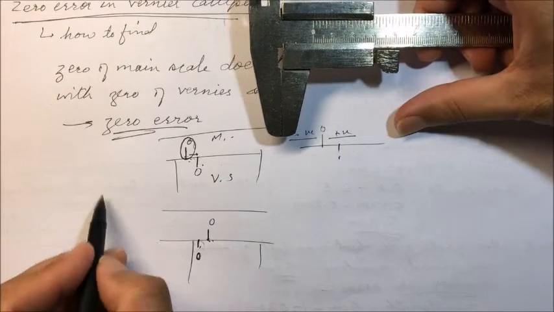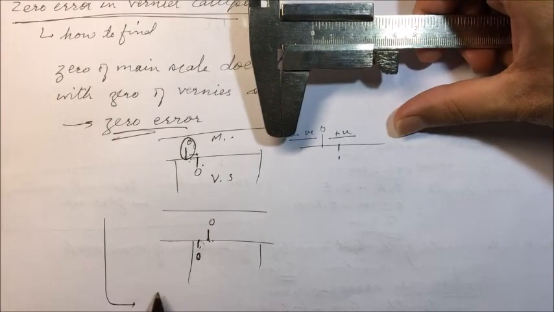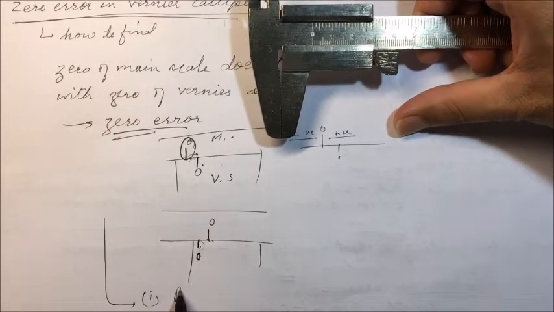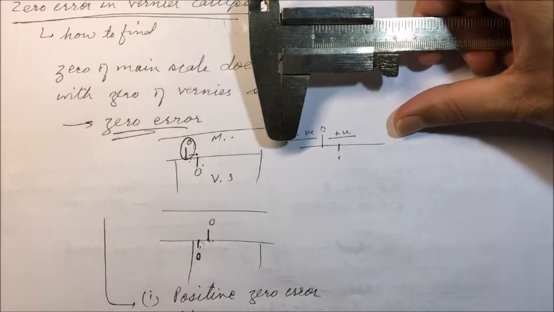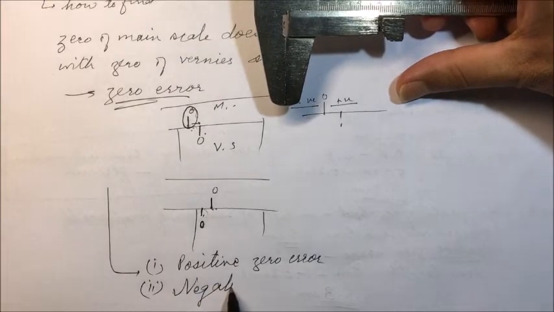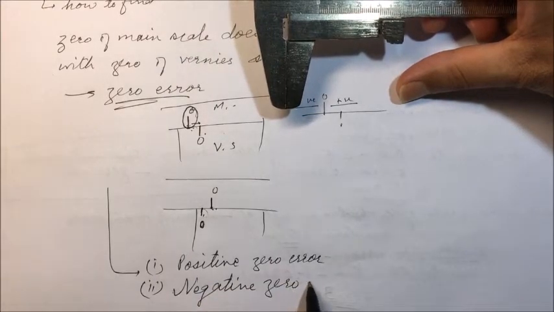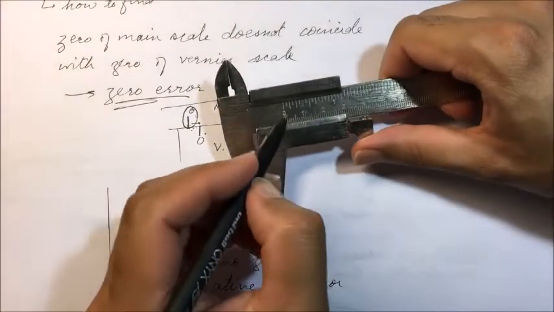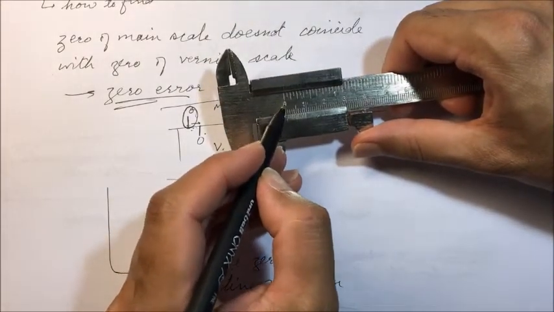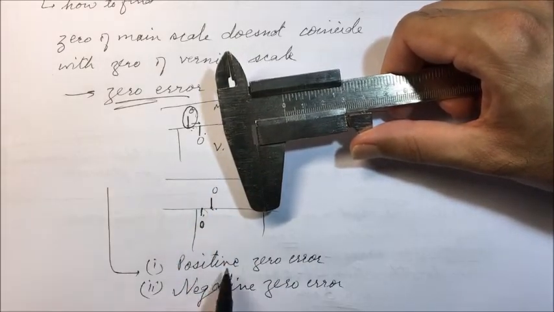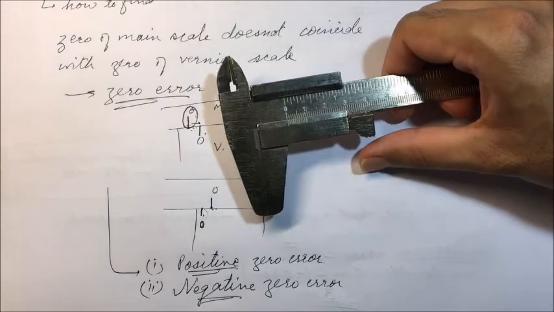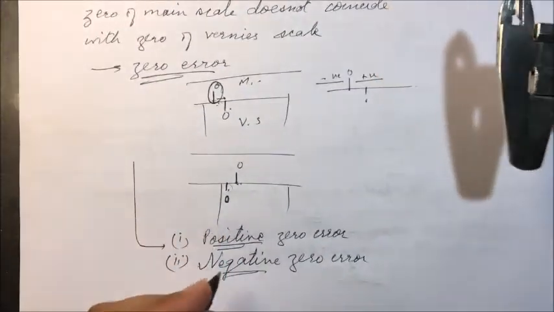So zero error is of two types. That is, first one, positive zero error. Second, negative zero error. So whenever the zero of the vernier scale is not coinciding with the zero of the main scale, the instrument is said to have zero error. Now the zero error can be positive zero error, negative zero error. So we will discuss each now.